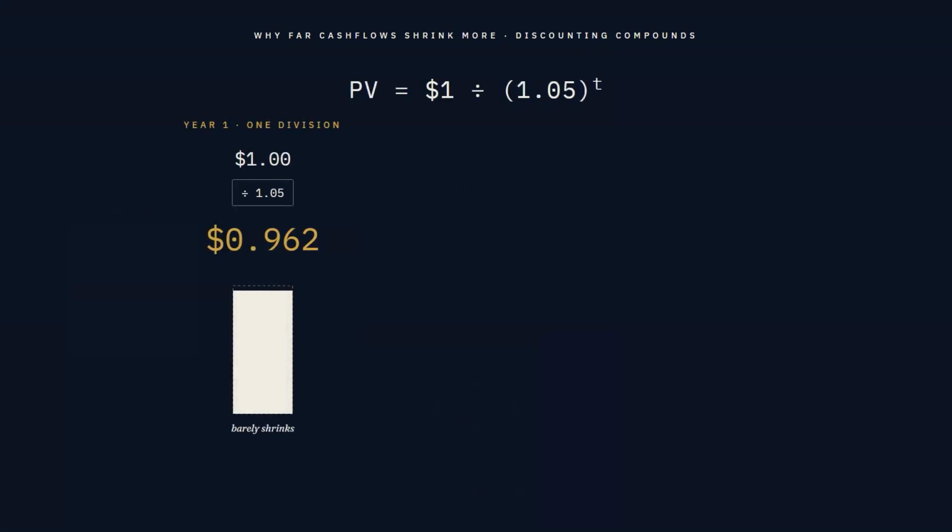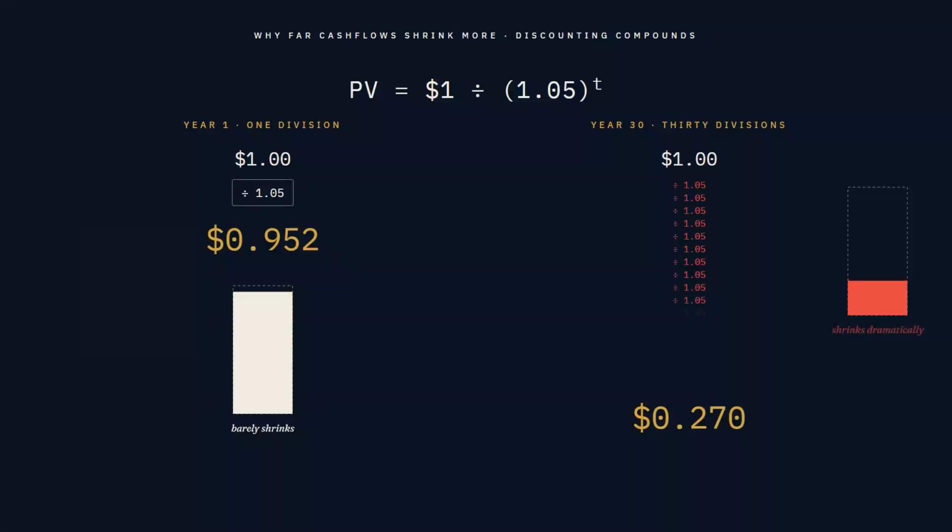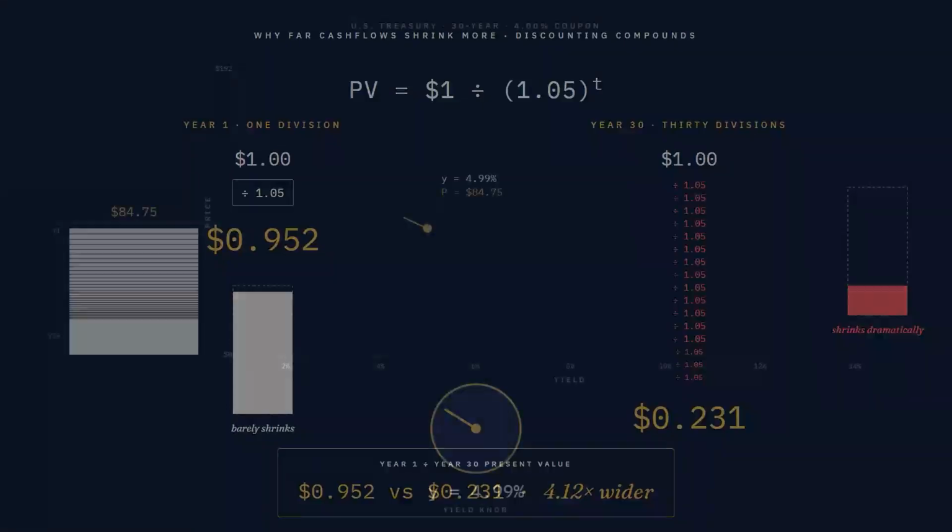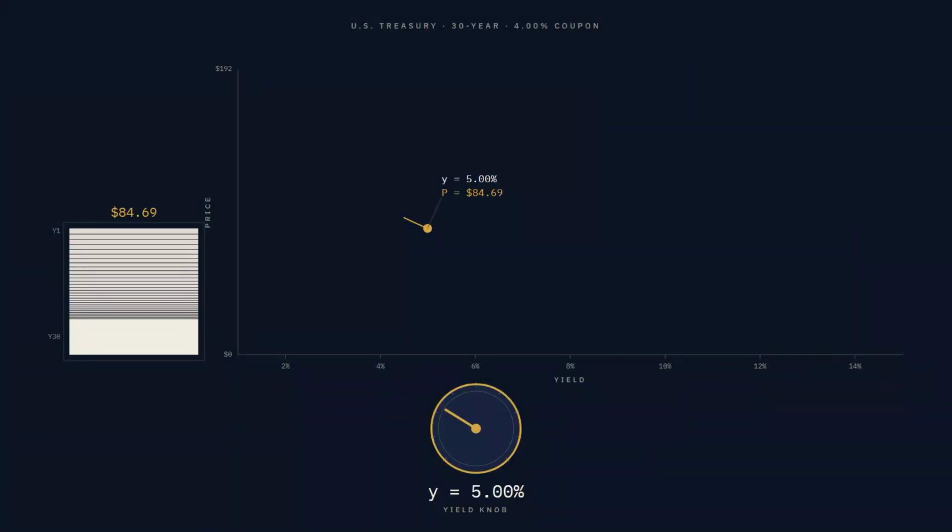The reason faraway cash flows shrink harder than nearby ones is simply that discounting compounds with every passing year. At a 5% yield, a payment 1 year away gets divided by 1.05 just once, while a payment 30 years away gets divided by 1.05 30 times over, and the multiplied effect on the far-out rung is enormous. As the rungs shrink, the total ladder height drops, and a fresh dot lands on the chart over to the right, at the new yield with the new total price.